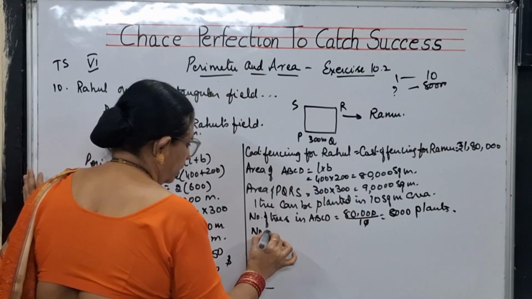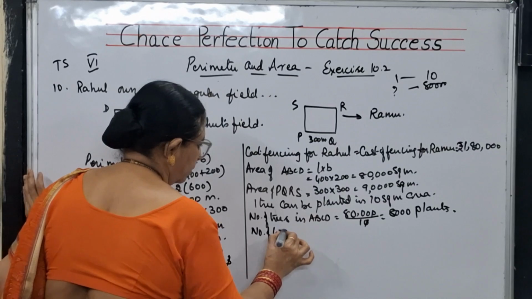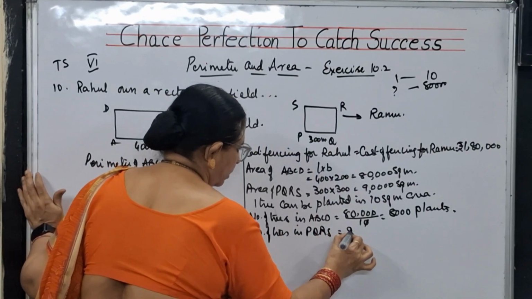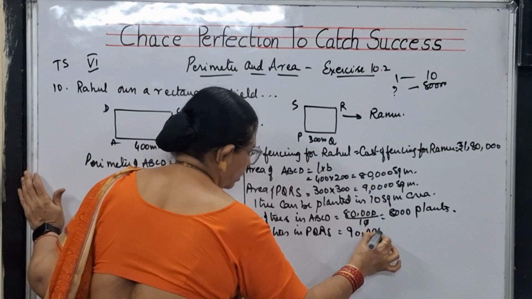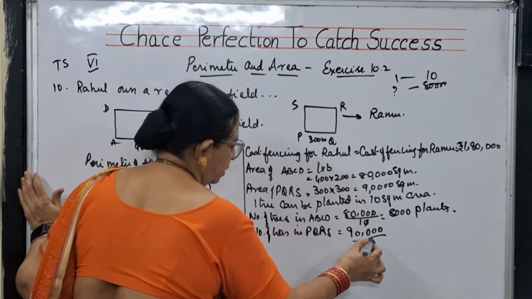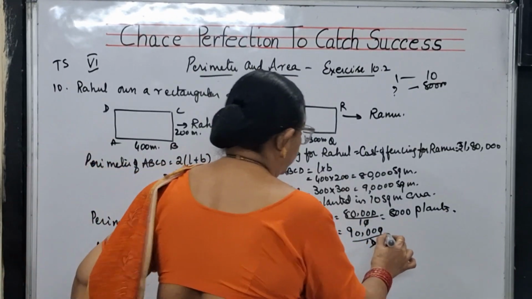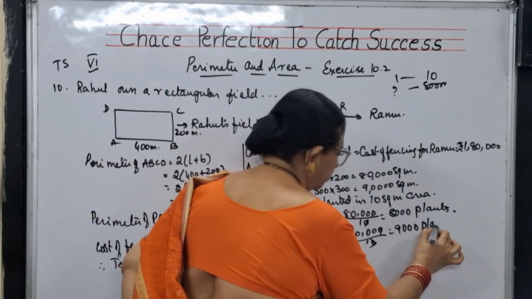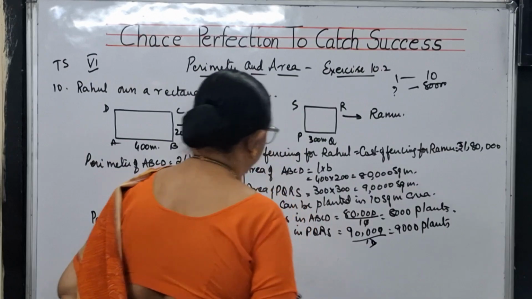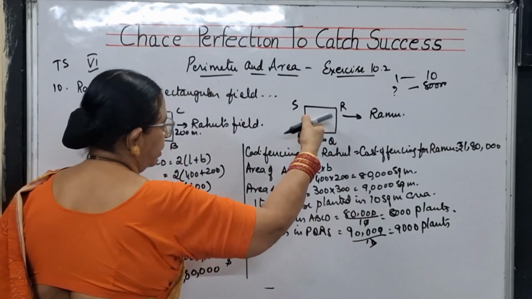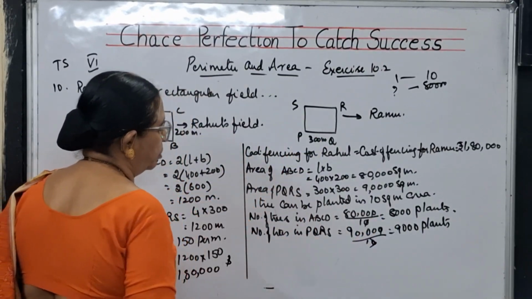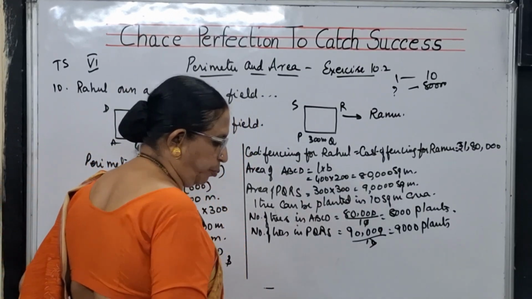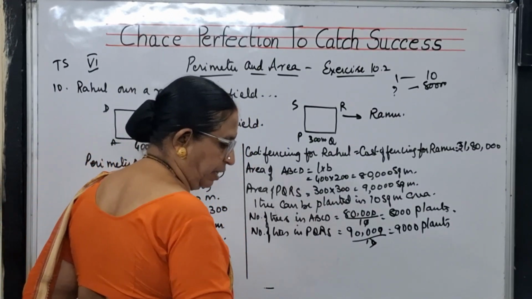Again, number of trees in PQRS again 90,000 by 10. Same way children, 0 0 will get cancelled. That is 9,000 plants. That means what children? Here in square field, more plants can be planted than in rectangular field. Now, how many more trees can he plant?